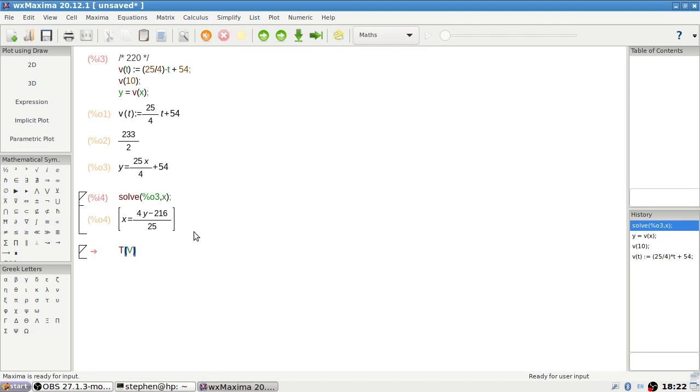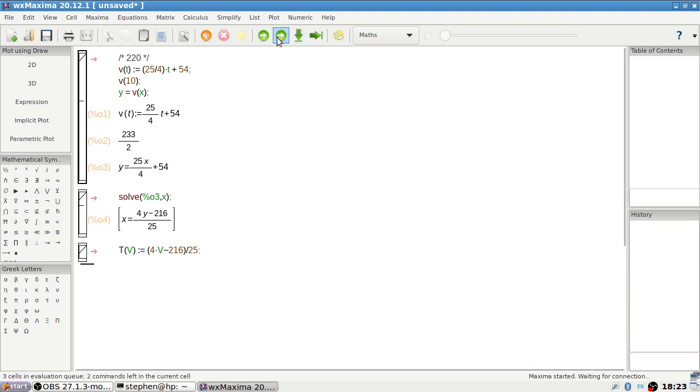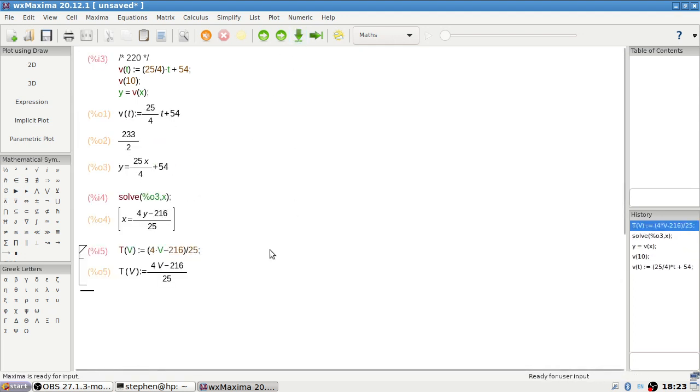I don't want to use a small v just in case it gets confused, because I've used that as the definition of the function. So I'll use a capital V here and a capital T, keep it unconfused to be safe. And that would be defined as 4 times b minus 216 over 25. So that's the inverse function, and then use that part to determine how long it takes for the car to reach a speed of 150.